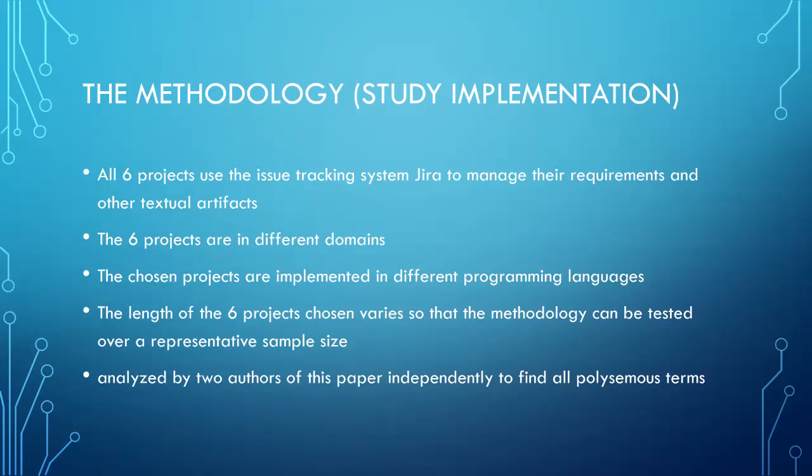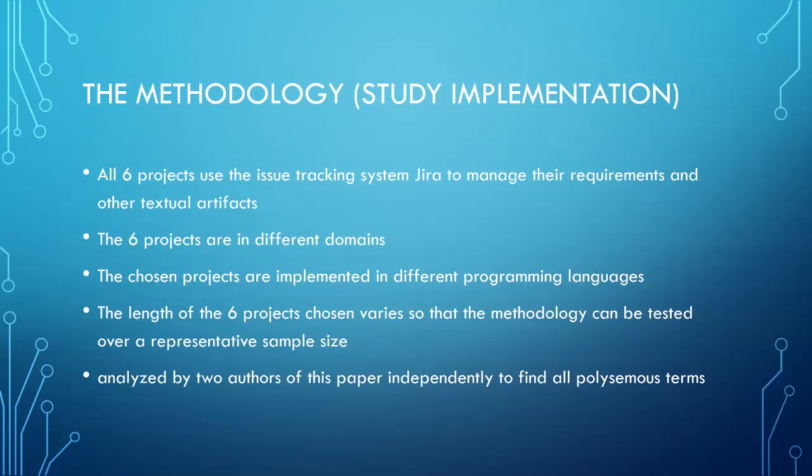IR-based trace link recovery approaches rank all links by their similarities with a requirement. Only the top-end trace links are returned to developers. To study the impact of polysemy on IR-based tracing, the vector space model is applied on all requirements which have been linked to other artifacts. All requirements and retrieved links are then analyzed by 2 authors of this paper independently to find all polysemous terms, the terms which have different meanings in requirements and false positives.